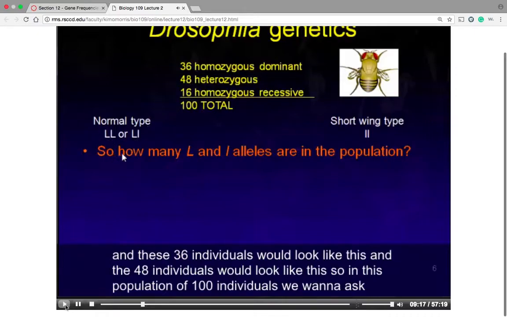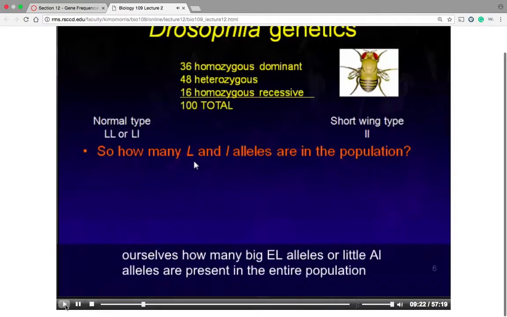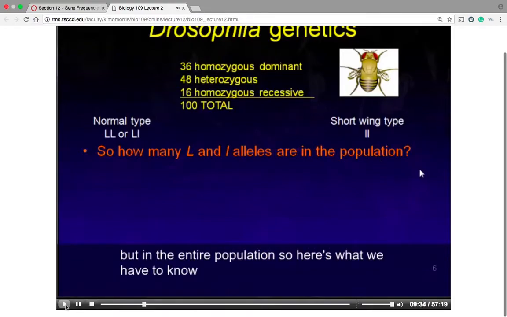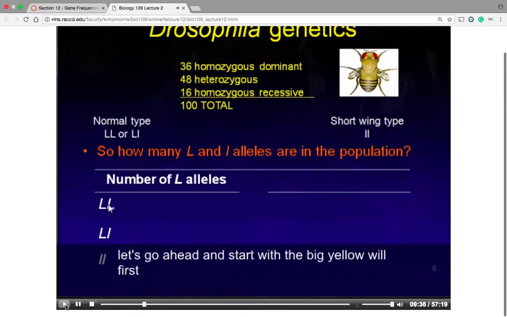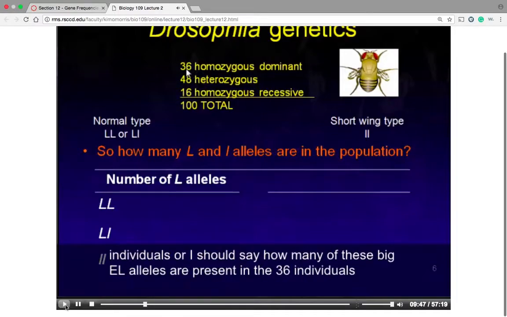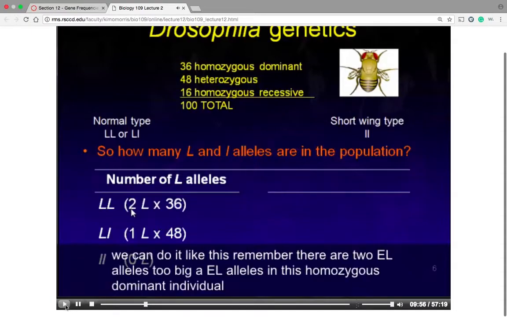So in this population of 100 individuals, we want to ask ourselves how many big L alleles or little l alleles are present in the entire population. Not in individual flies, but in the entire population. So here's what we have to know. Let's start with the big L allele first. If you are the homozygous dominant case, big L, how many of these big L alleles are present in the 36 individuals? In this case, we can do it like this.